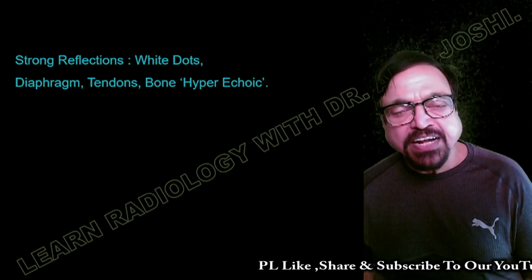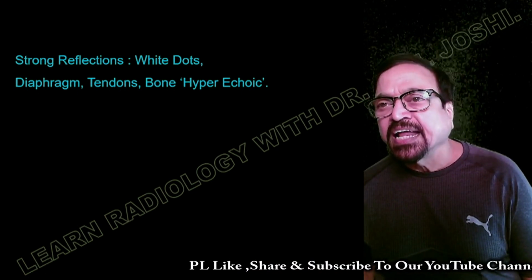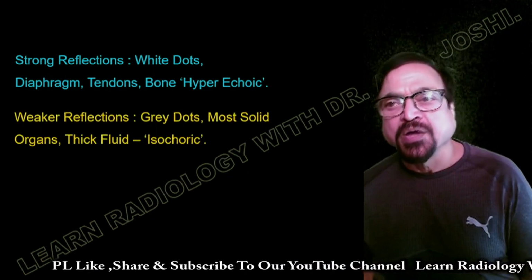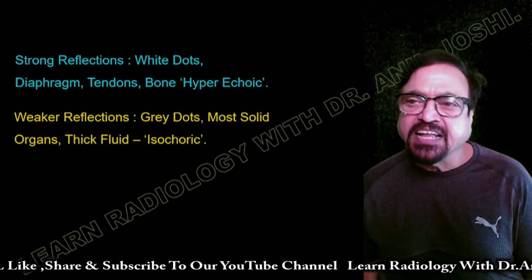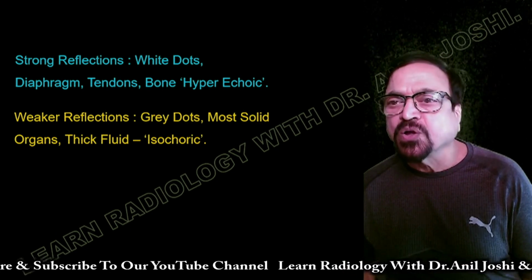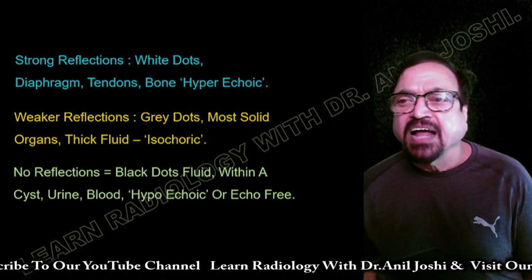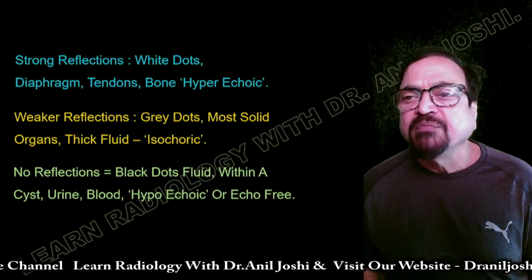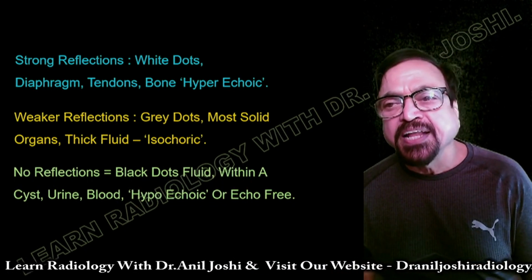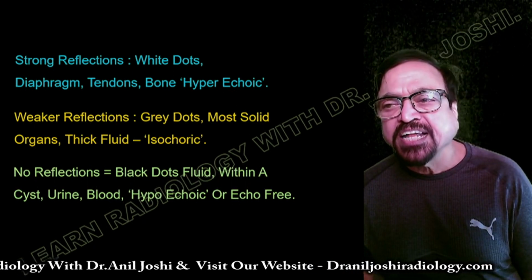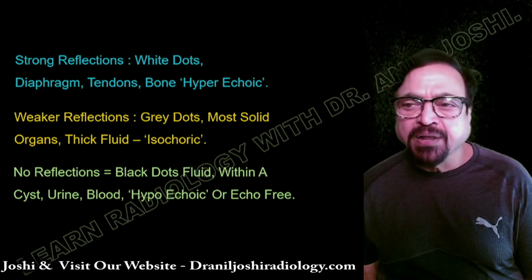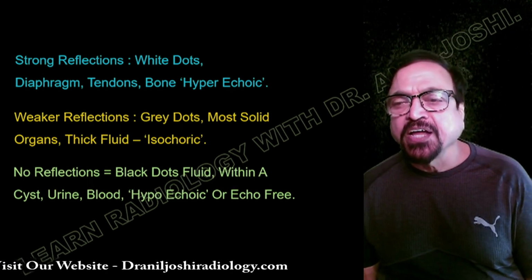Now strong reflectors are white dots, like diaphragm, tendon, bone. They are called hyperechoic. Weaker reflections are gray dots. Most solid organs and thick fluid are isoechoic. Now if there is no reflection, black dots indicate fluid. The black dot, when there is no reflection, indicates a fluid-filled cyst, like urine, blood. They are all hypoechoic or echo-free.